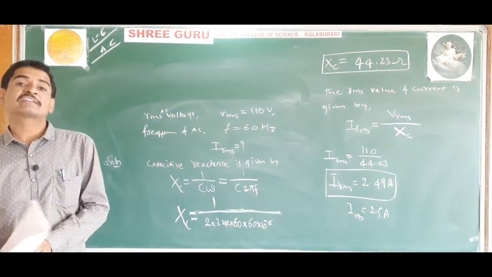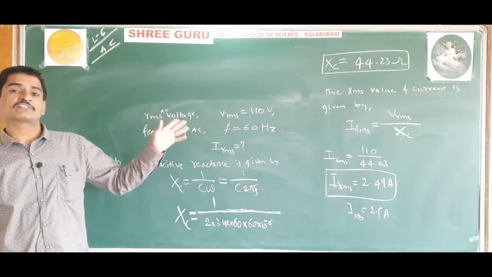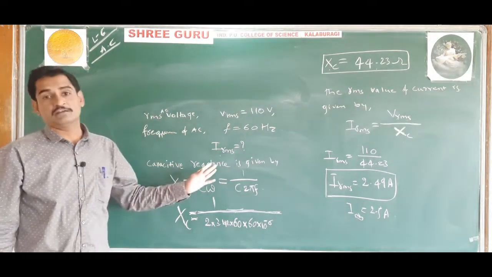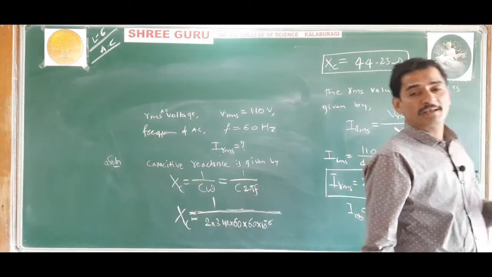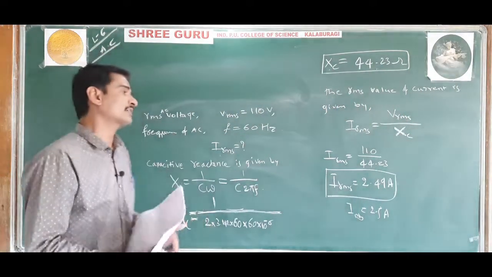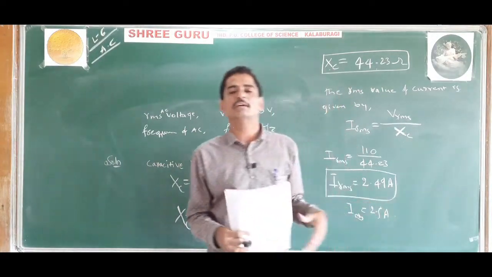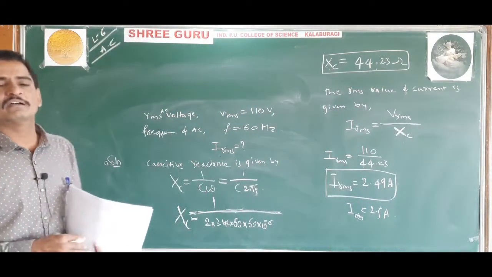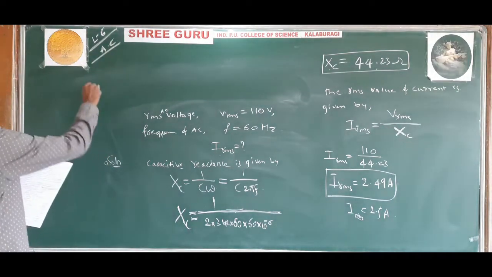If it is an LCR circuit, if there is an inductor, capacitor and resistor, then you have to find Z, the impedance. Z is equal to under root of R square plus XL minus XC whole square. That formula you have to use, Z you have to find. Then IRMS is equal to VRMS divided by Z. Then you will get the RMS value of current in that LCR circuit. Understood? Next question.